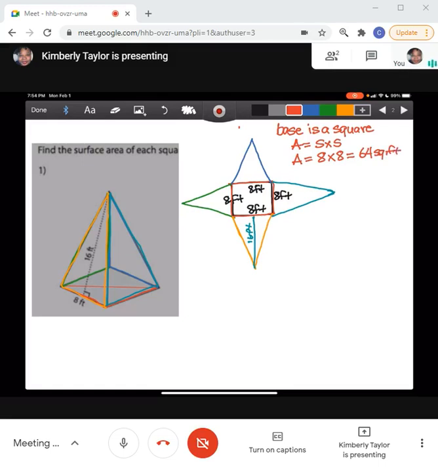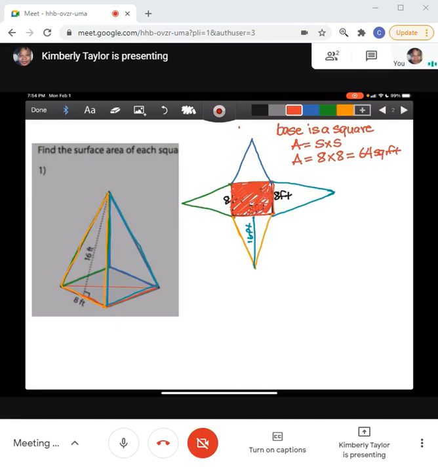Okay, so we're not done. So on the inside of this pyramid, so far we have 64 square feet. And that's here at the bottom. So that takes care of our red. After I get an answer, I'm going to shade it in. Alright, so that's what the red is, 64 square feet.